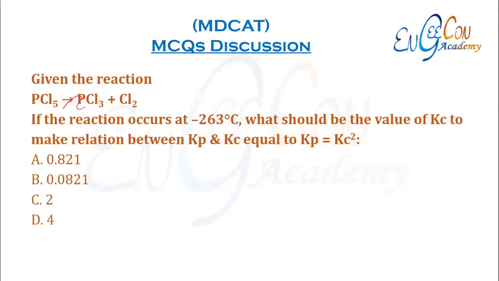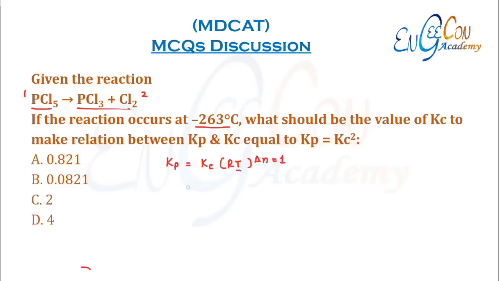Given the reaction, PCl5 gets converted into PCl3 and Cl2. If the reaction occurs at minus 263 degrees centigrade, what should be the value of Kc to make the relationship between Kp and Kc equal to Kp is equal to Kc square? So Kp is equal to Kc into RT raised to delta n. Now here moles of products are 2, moles of reactants are 1, so delta n is equal to 1.